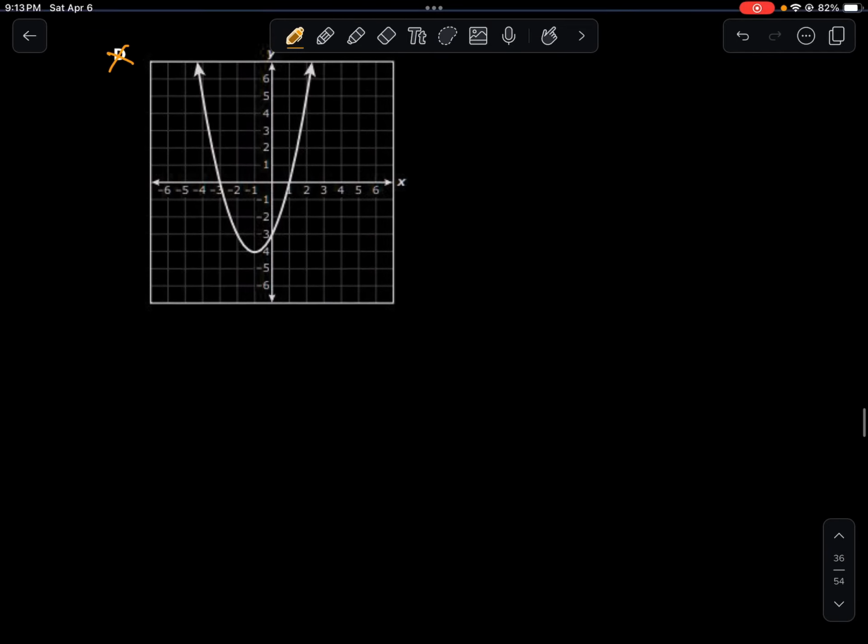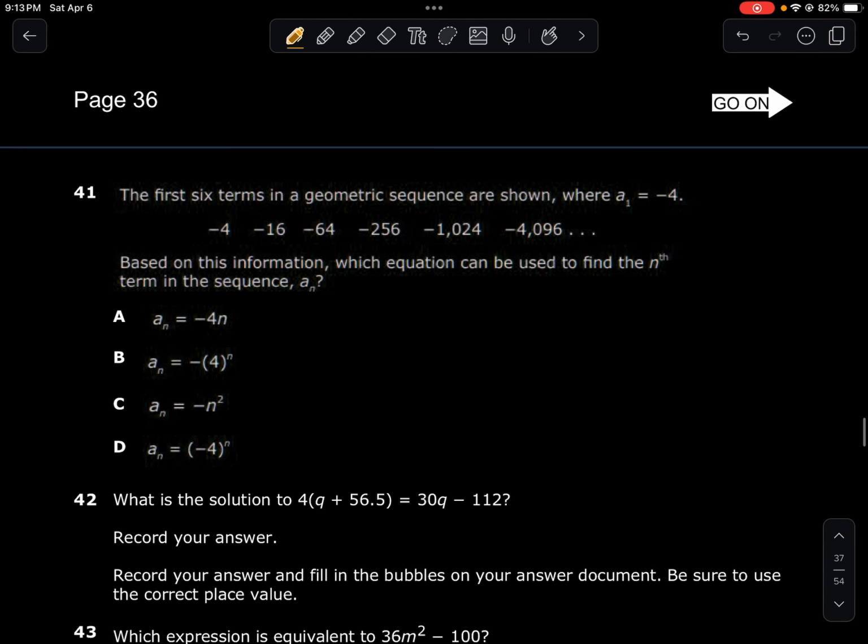Okay, well, that was 40, and then let's go to the next one, 41. The first 6 terms in a geometric sequence. Okay, now that's a new one. A geometric sequence is really an exponential function, only it's not continuous. The graph does not go on a continuous line. It's broken down. It's composed of separate points.